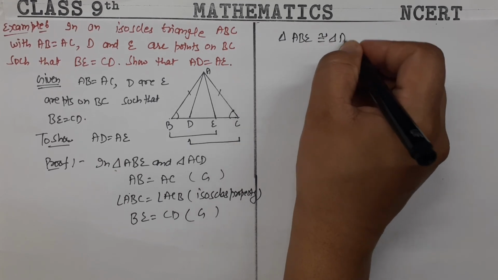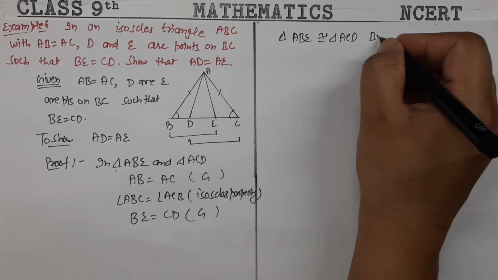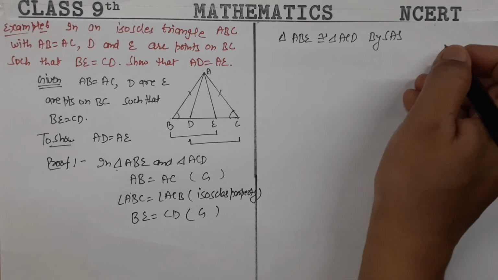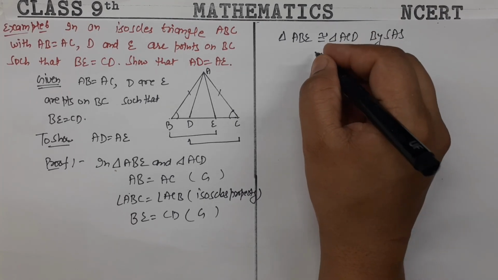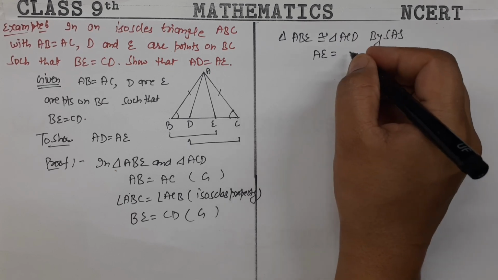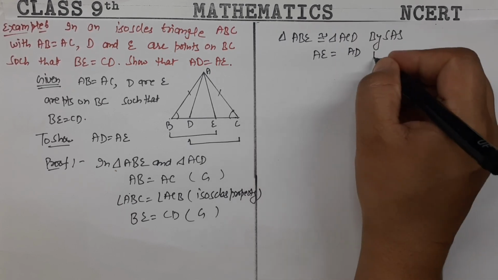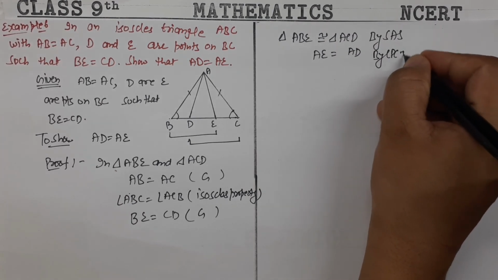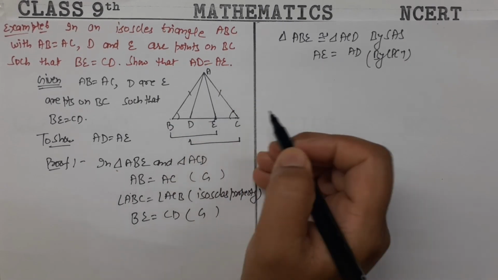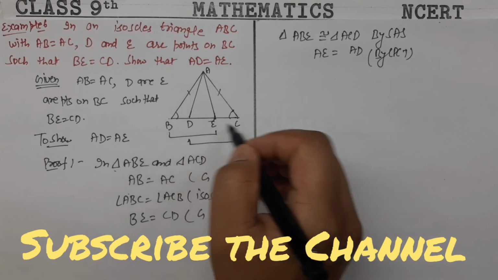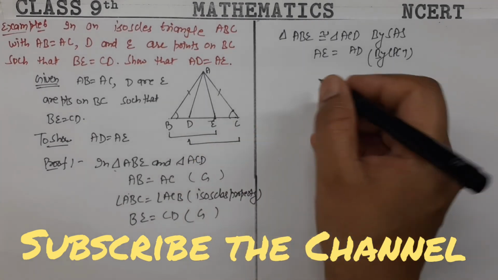Triangles are congruent by SAS. If triangles are congruent, then AE equals AD by CPCT. In ABE it is AE, in ADC it is AD.